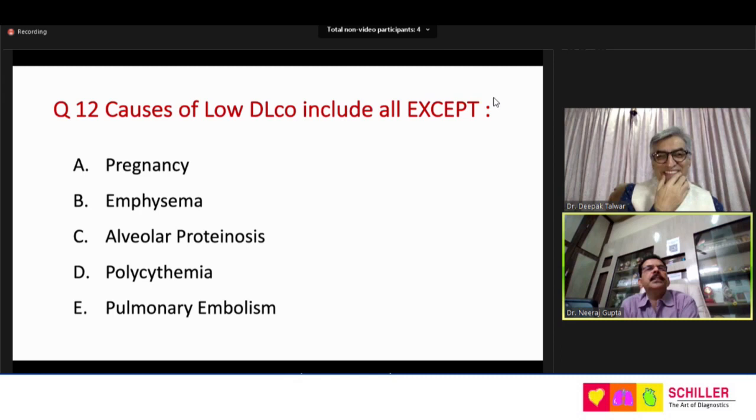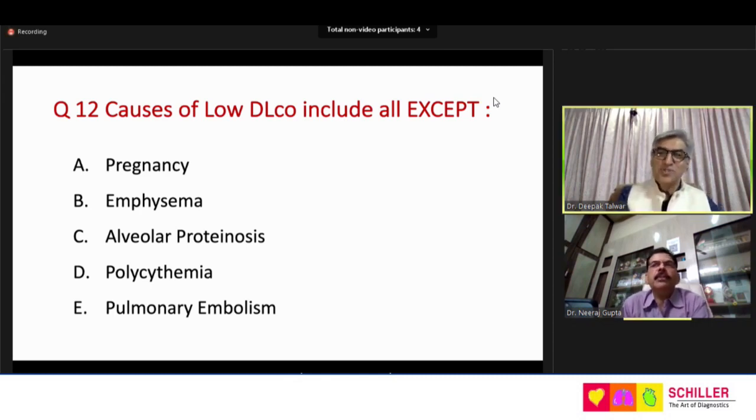Now I think it would be easier for all of you. This should be easy because we are talking about all these things, the things which are increasing, because there is only one which actually increases the diffusion capacity. Rest of all of them are decreasing the diffusion capacity. And the reasons could be many.